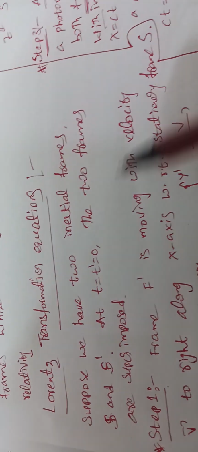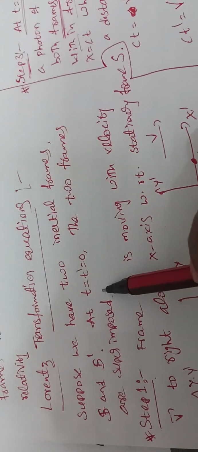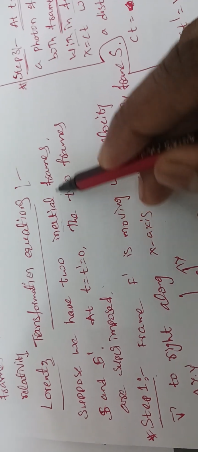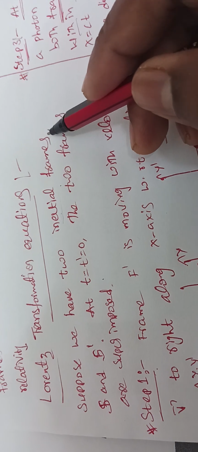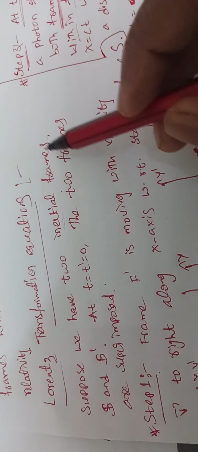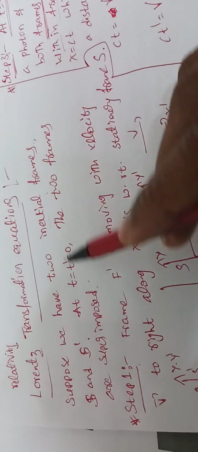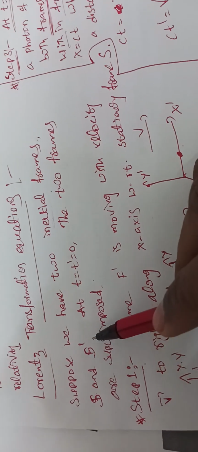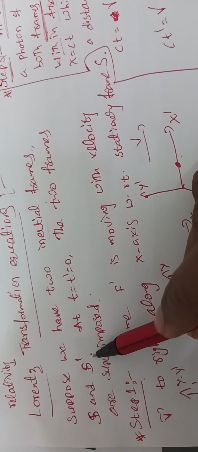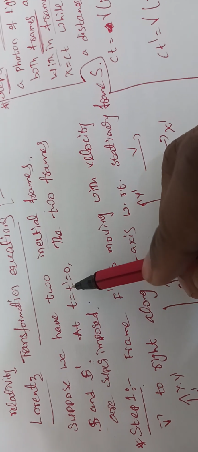First of all, how does a Lorentz transformation take place? For example, consider two inertial frames. You know that an inertial frame is a frame which obeys Newton's laws, which is where we are at present. A non-inertial frame does not obey them. Let us say two frames S and S dash, at time t equal to 0 and t dash equal to 0.